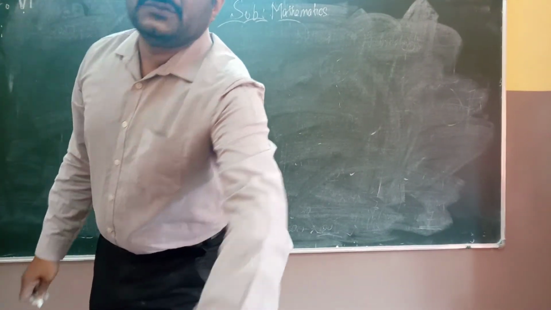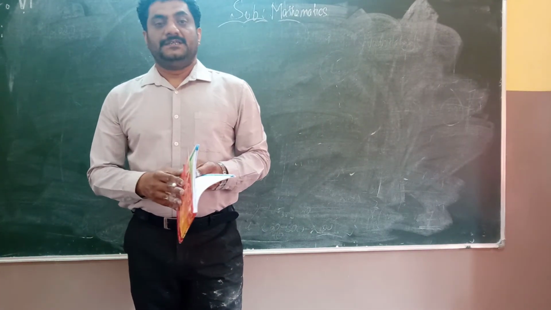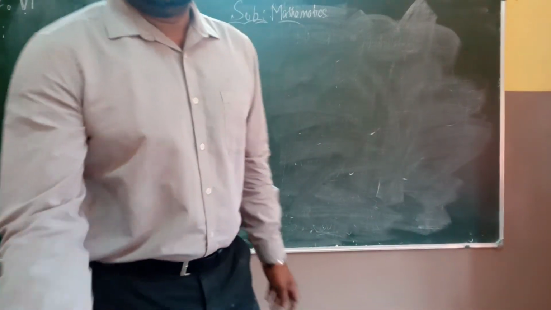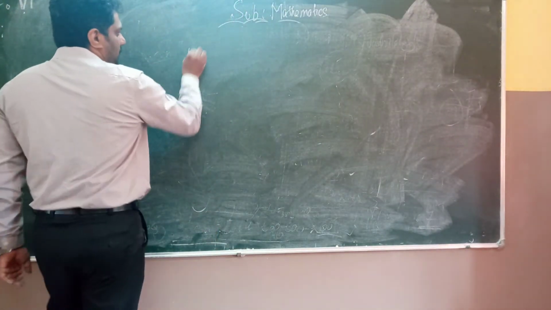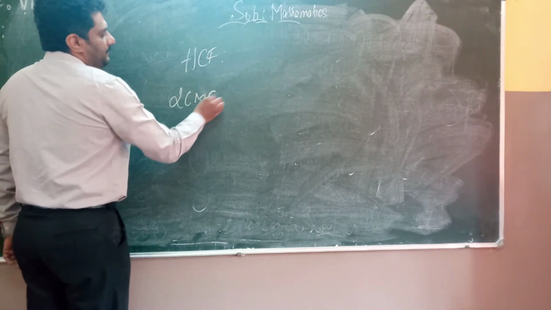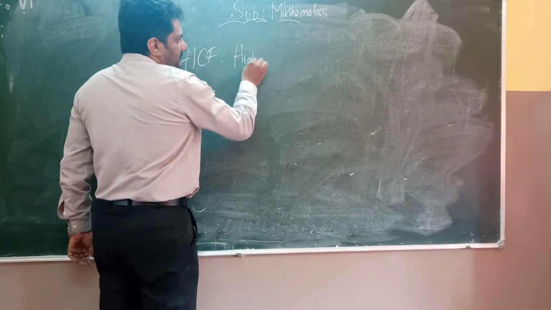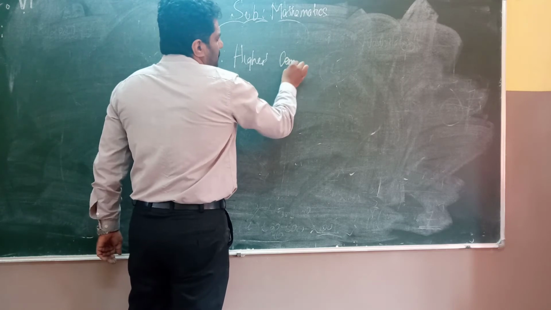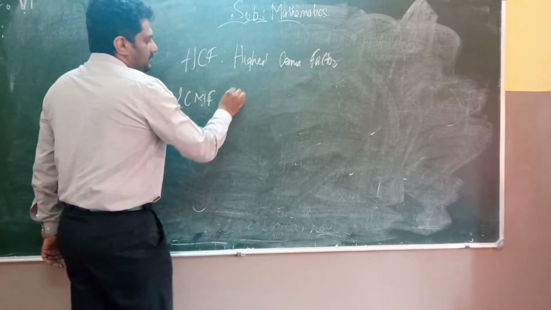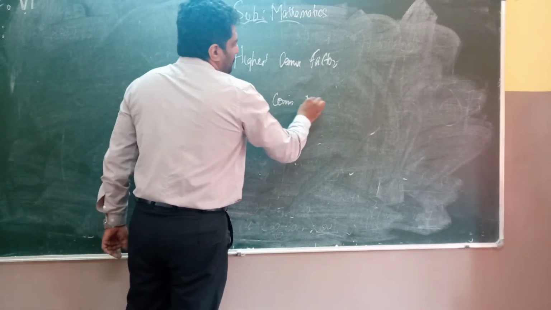Okay, I want everyone to go through the 3.5 exercise completely. Okay? And the next two major topics in this chapter are HCF and LCM. Now, what is HCF? It is the highest common factor. And this is the lowest common multiple.